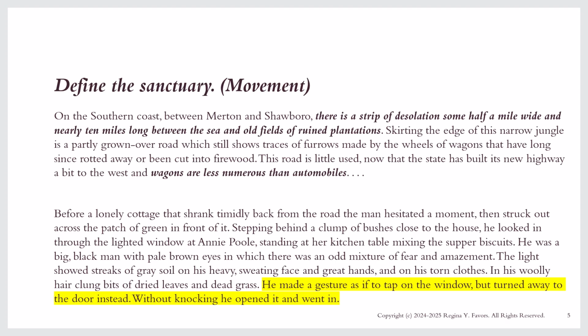So there's some sort of familiarity between the man and Annie Poole. We have the name of a character who will become the main character in this narrative. And so there's some familiarity with her, that for him to go to her house and make a gesture is almost like he pretended. He made a gesture to tap on the window, but he knew that he could actually go into the house. So for some reason, he finds this house, he finds Annie Poole, a sanctuary.